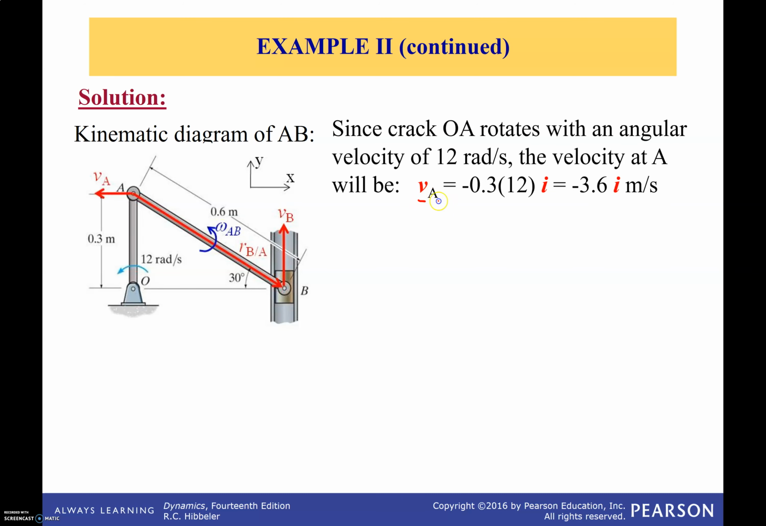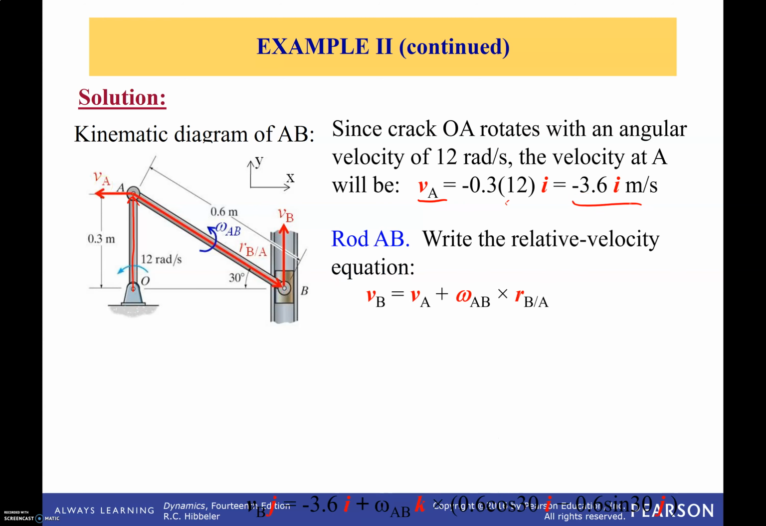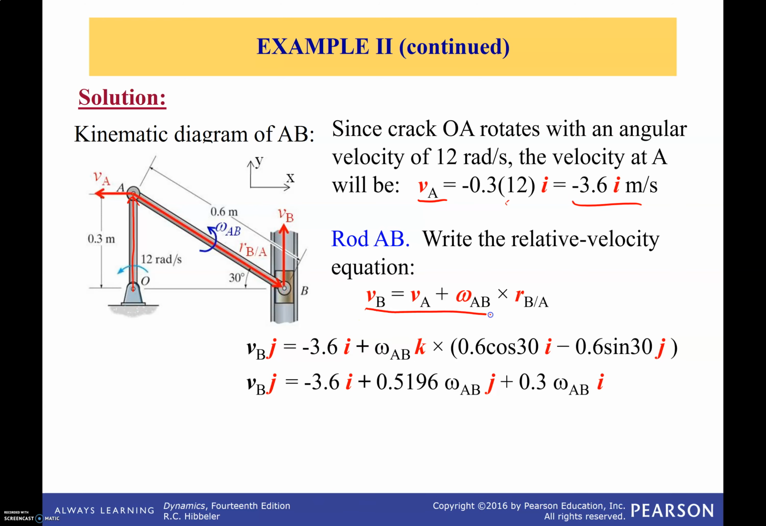So we can find VA first. So that's 0.3, which is this distance, times the angular velocity. It is a negative vector because it's moving in that direction. So this is VA. And now we write our equation that we want to solve. VB is equal to VA plus omega AB cross RBA.